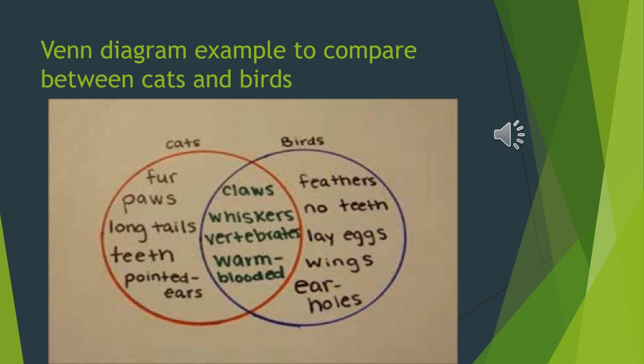But what are the common things between the cats and birds? Both of them have claws, both of them have whiskers, both of them are vertebrates, and both of them are warm-blooded creatures.